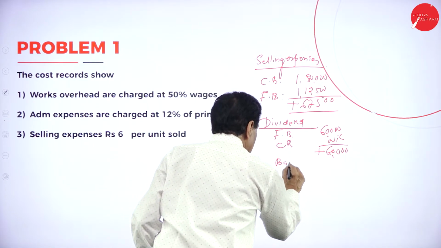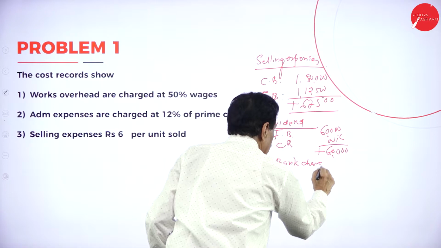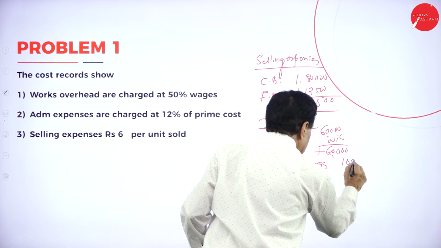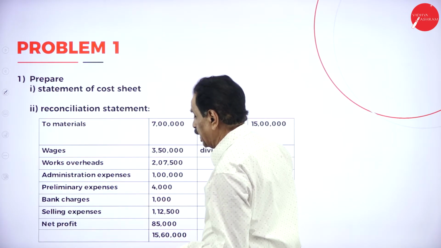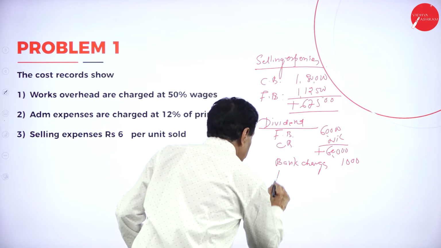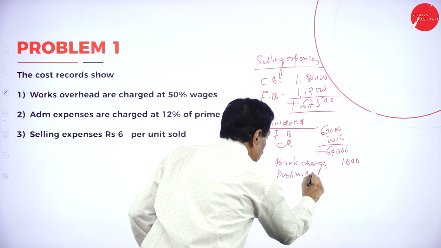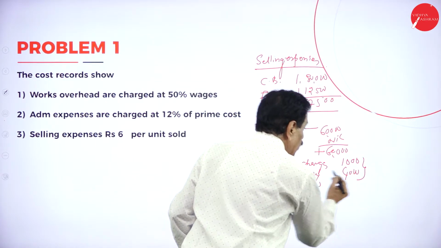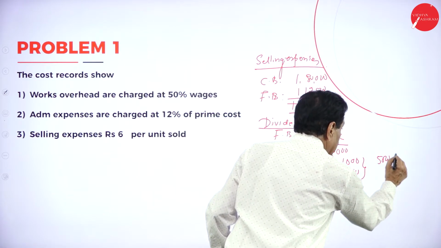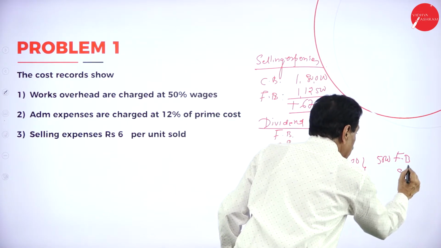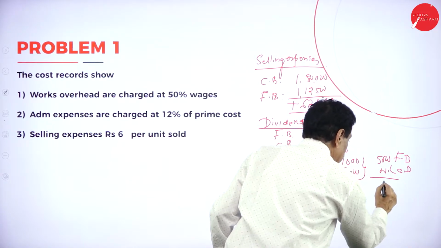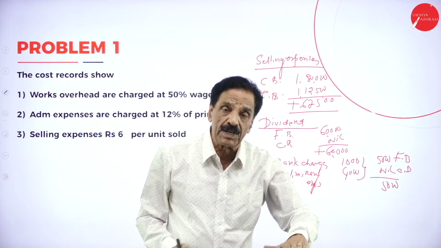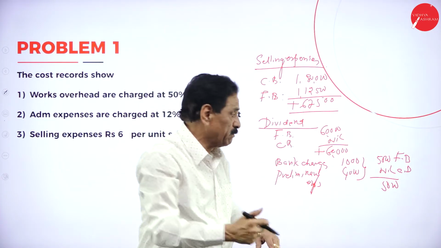Then bank charges. Here, how much are bank charges? 1,000. Then preliminary expenses, 4,000. Totally 5,000. FB CB nil. It is 5,000. Who charges? Financial book charges. What will happen? Their profit will reduce. Our profit will be more. Come to level minus.